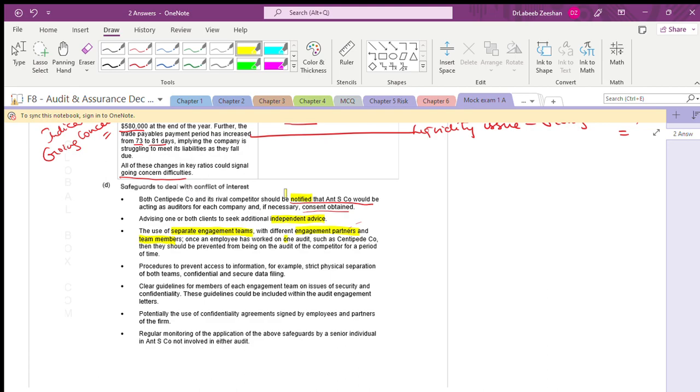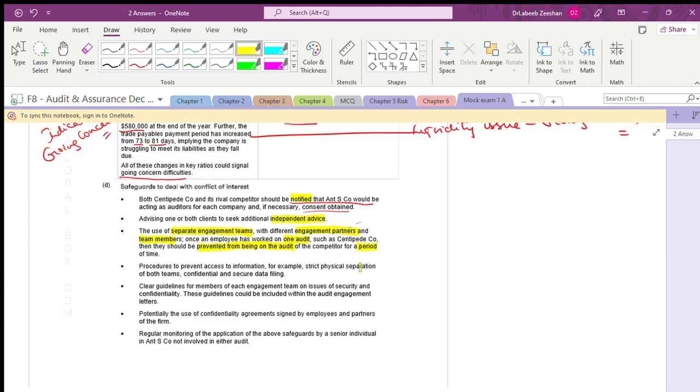If one has worked with one audit team, they should be prevented from being on the audit of the other team for a period of time. First, you have to notify it. Second, you have to inform that if you want, you can take a second opinion, an independent view. Third, separate engagement teams, different engagement partners and team members. If anybody is working in one team, they should not work with the other team for some period of time.